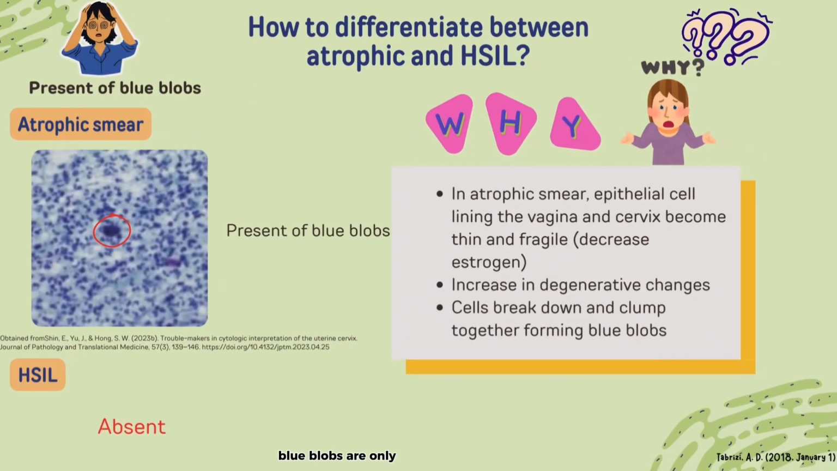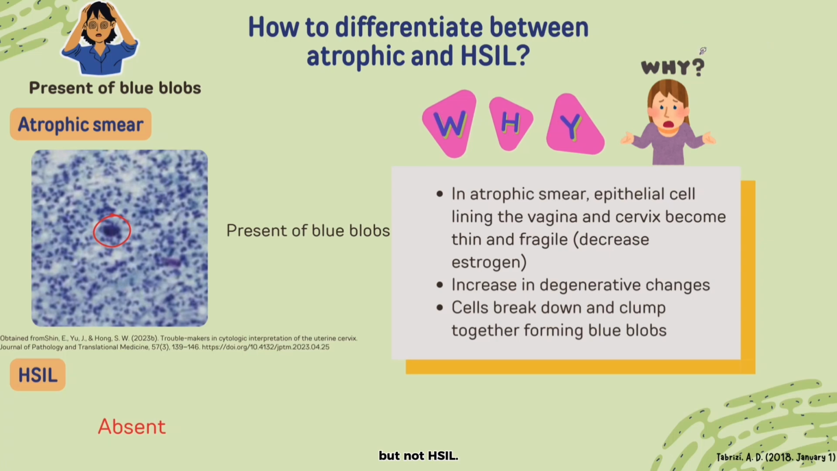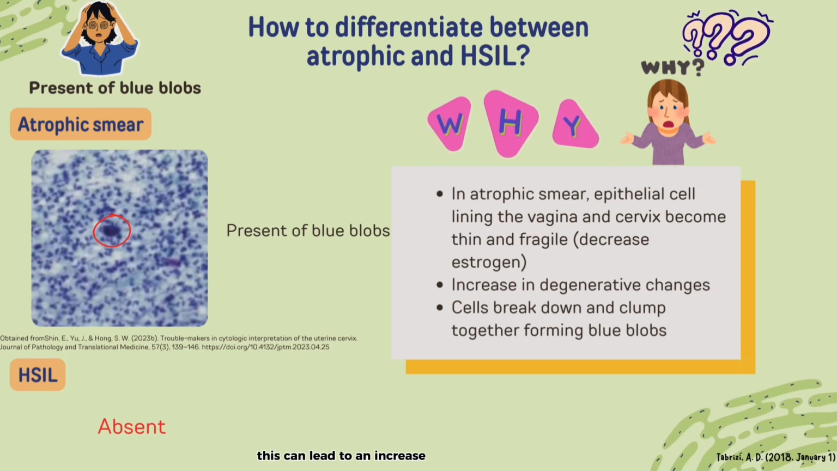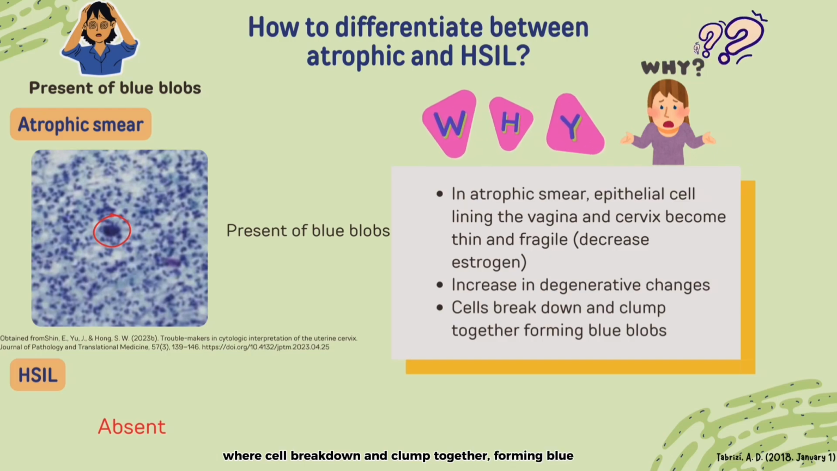Blue blobs are only present in atrophic smear but not HSIL. This is because the epithelial cells lining the vagina and cervix can become thin and fragile due to decreased estrogen levels. This can lead to an increase in degenerative changes where cells break down and clump together, forming blue blobs.